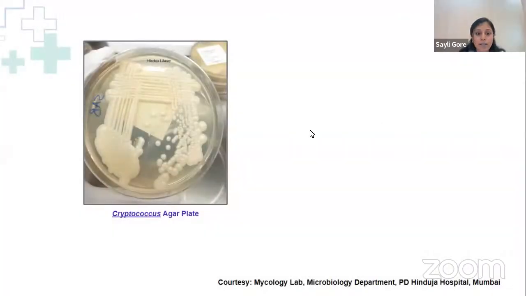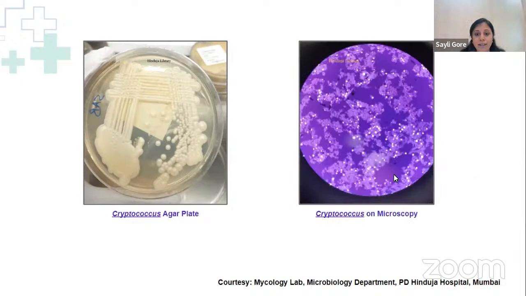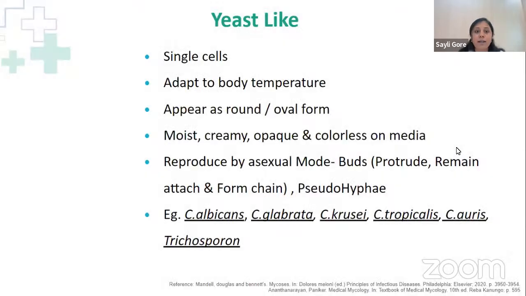But then there are some other organisms. I have real-time images of all these organisms with me. The doctors at the microbiology department and the girls at the mycology lab were very kind to share these pictures with me and resolve all my queries. So I've got this Cryptococcus picture over here on an agar plate. You can see that they have white and creamy colonies, but there is a variation of size in their colonies. And this is a microscopic picture of Cryptococcus. You can see small white yeast cells on this stain.